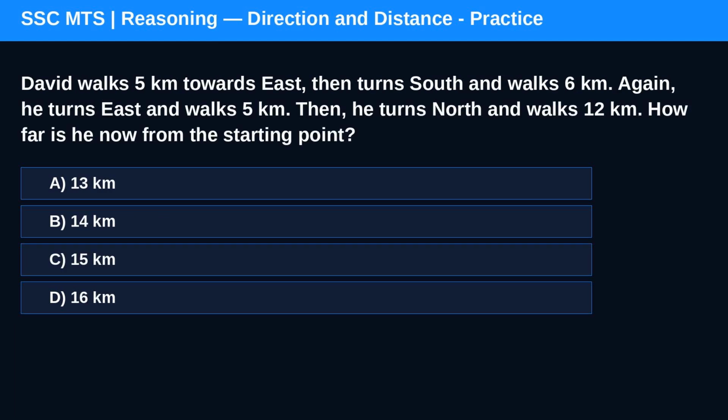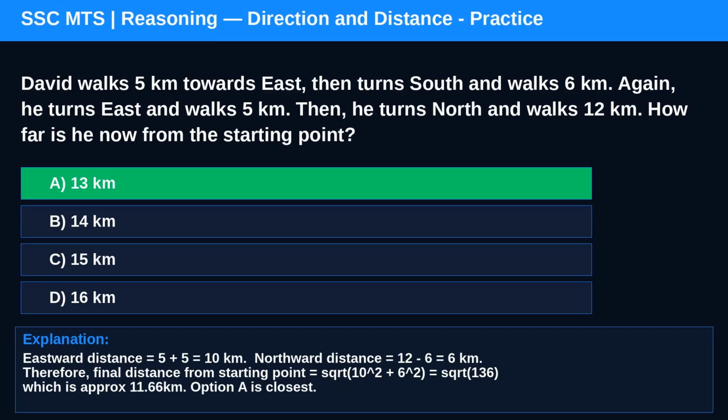Question 7. David walks 5 km towards east, then turns south and walks 6 km. Again, he turns east and walks 5 km. Then, he turns north and walks 12 km. How far is he now from the starting point? Option A 13 km, option B 14 km.